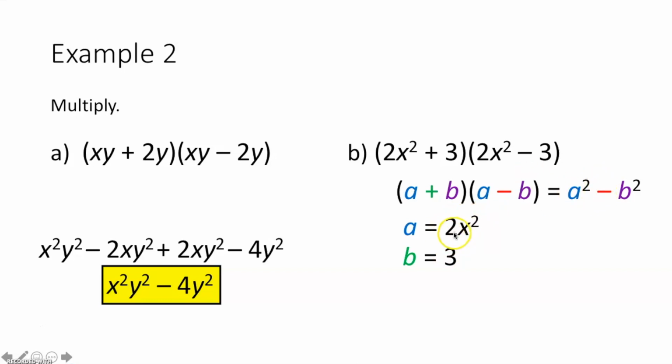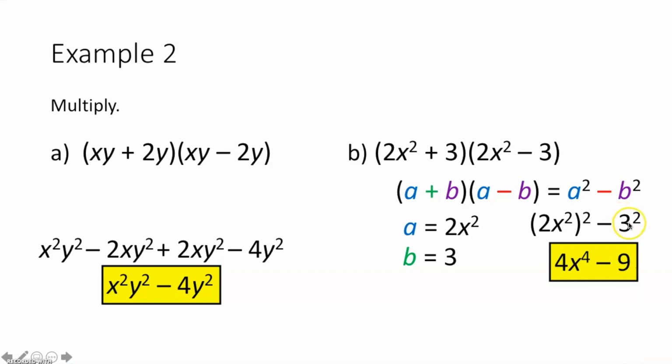So what we do is we then plug these into our difference of squares formula. So 2x squared goes in for a and 3 goes in for b. Now what is 2x squared, the quantity squared? Well, you have to square the 2 and the x squared. So 2 squared is going to be 4, and then x squared squared, a power to a power, you have to multiply those exponents. So you end up getting 4x to the 4th. Over here, 3 squared is going to be 9, and you're done.